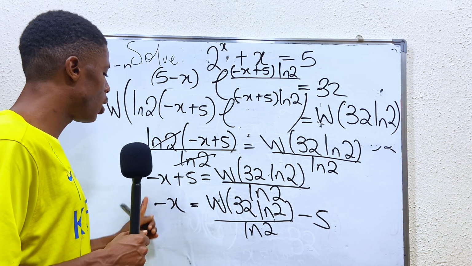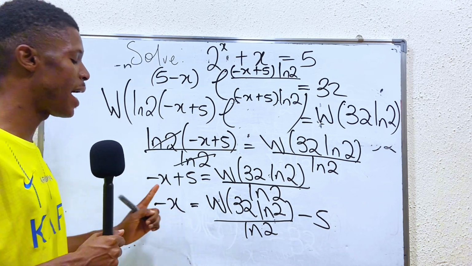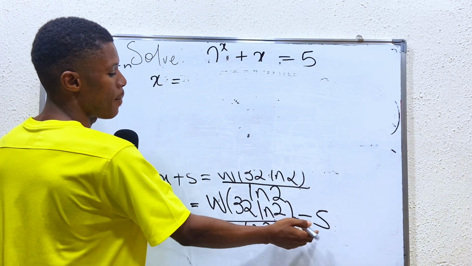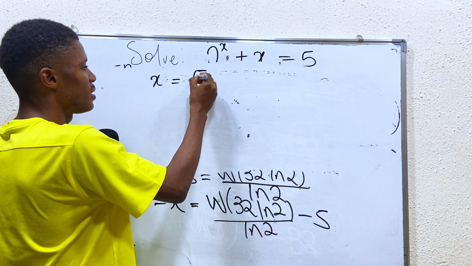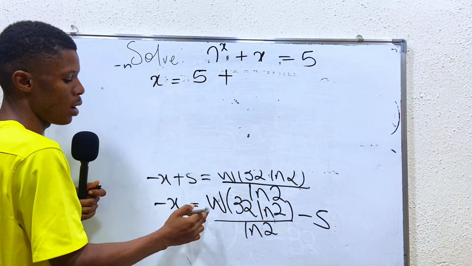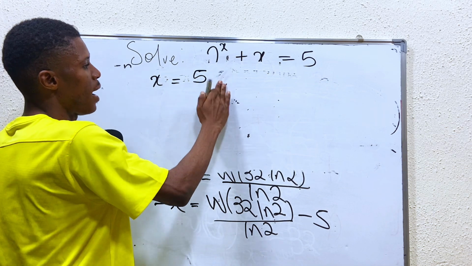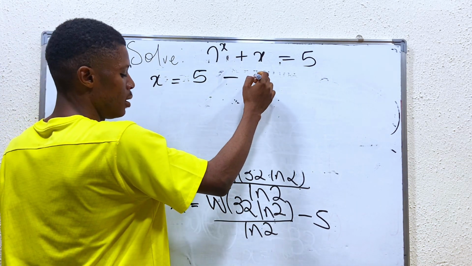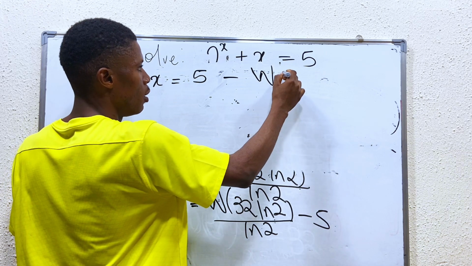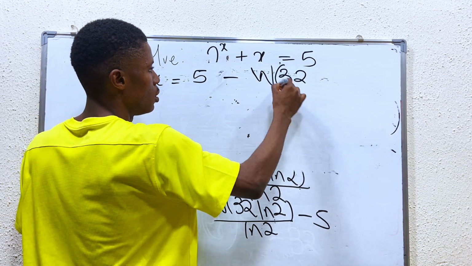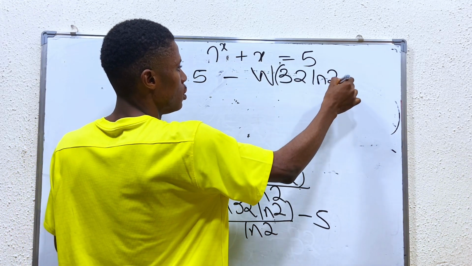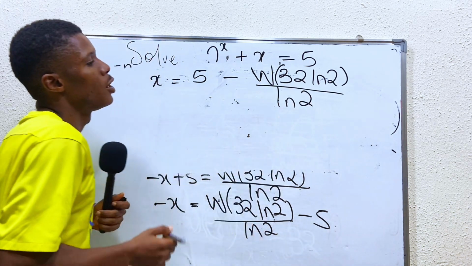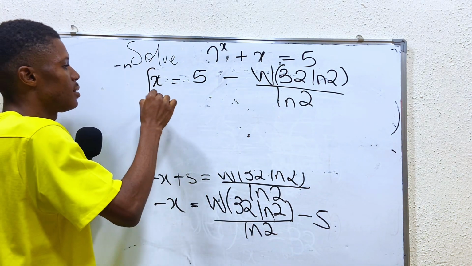Good. But our answer, we are required to find x, not minus x. So we are going to multiply through by minus 1. So you have that x is equal to, if you multiply by minus, this becomes plus 5, and since you multiply by negative, you have minus the W function of 32 ln 2 divided by ln 2. You can actually leave your answer like this. This is the value for x.